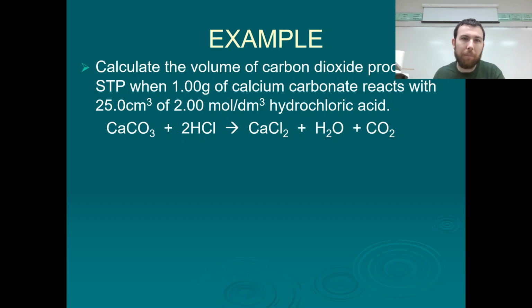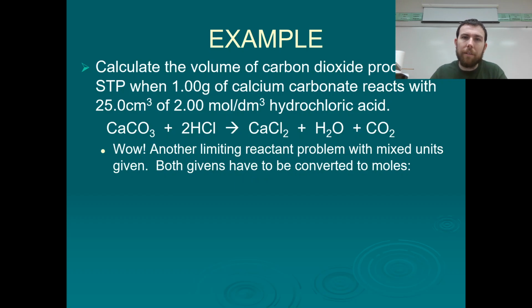We've got calcium carbonate plus hydrochloric acid produces calcium chloride, water, and carbon dioxide. So we've got our balanced equation. Now, like I mentioned, this is a limiting reactant problem, but even better, they give us mixed units. So we've got all sorts of different conversions we're going to be working with. We're going to take the information we got from gases and use that here so we can figure out how much carbon dioxide we have.